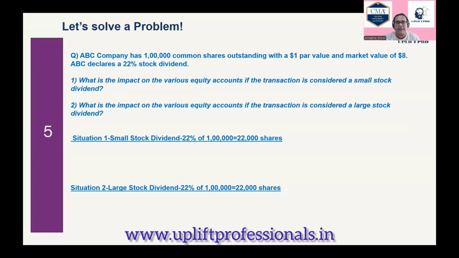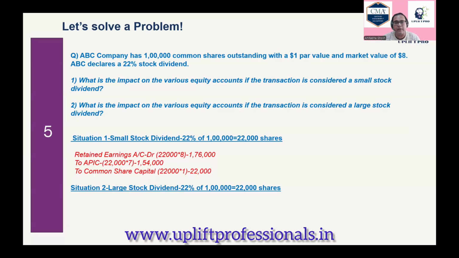So let's quickly see the response to that. Yes. So how it goes? Retained earnings account is debited 22,000 shares into $8, 1,76,000. APIC is basically the difference between the fair value and the par value, that is 22,000 into 7, 1,54,000, and common share capital, that is 22,000 into $1, 22,000. So that's about the small stock dividend.